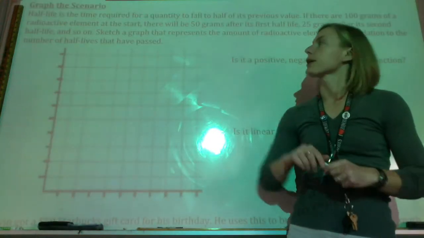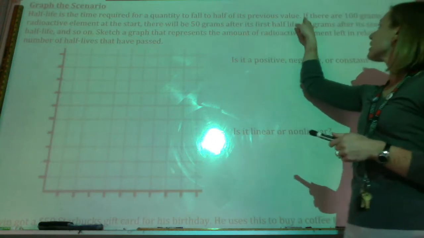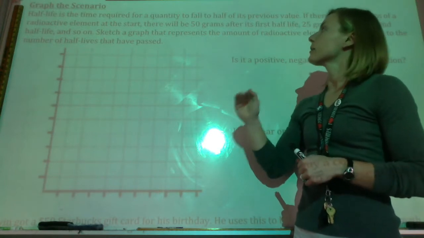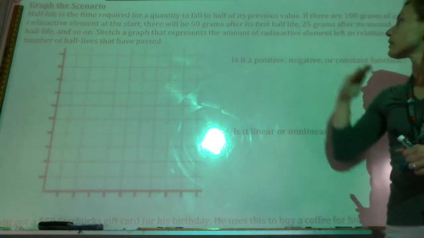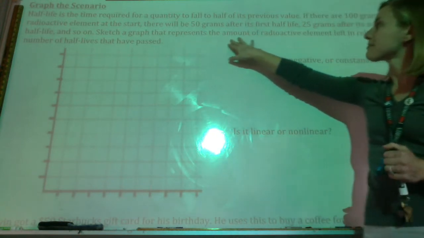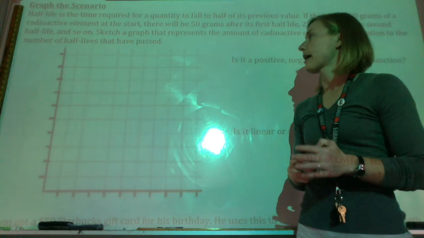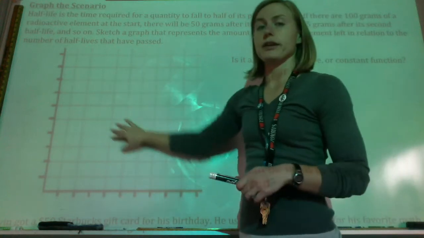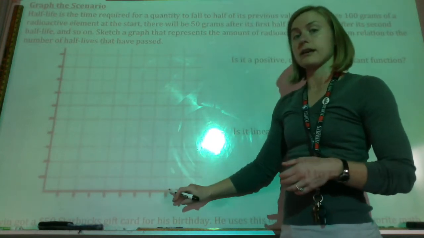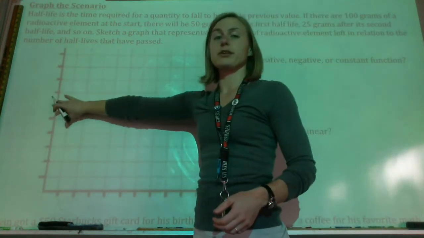All right, so we have this scenario. Half-life is the time required for a quantity to fall to half of its previous value. If there are 100 grams of radioactive element at the start, there will be 50 grams after its first half-life, 25 grams after its second half-life, and so on. So sketch a graph that represents the amount of radioactive element left in relation to the number of half-lives that have passed. So I need to graph this situation. Remember, we always get to choose which axes are going to be which. Time tends to be x, so half-life, because that is actually time, will go on x, whereas the amount of radioactive material will go on y.